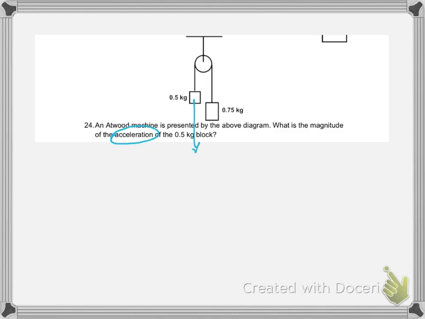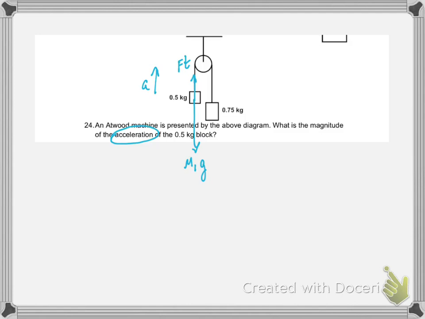We have, well, I'm going to call the 0.5 kilogram mass 1. So its downward weight would be m1g, and it has a tension force going up, and it's going to accelerate in the upward direction because the other mass is much heavier.